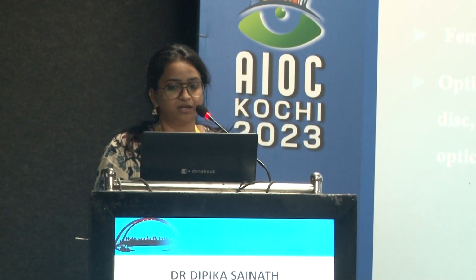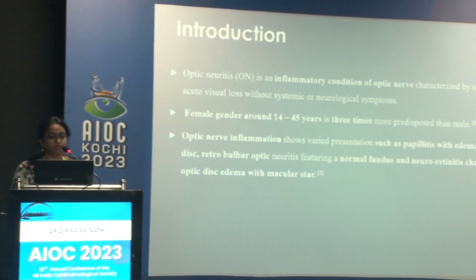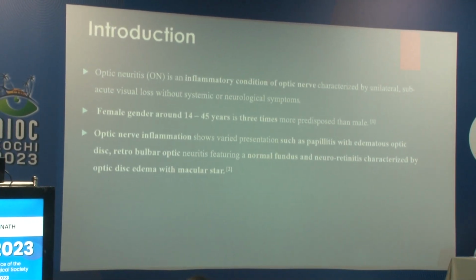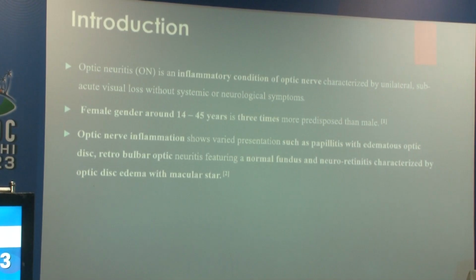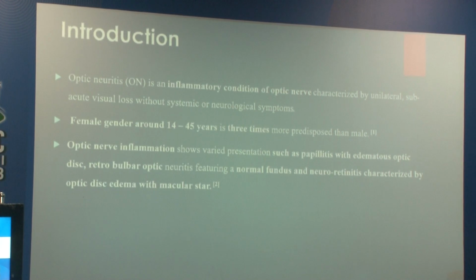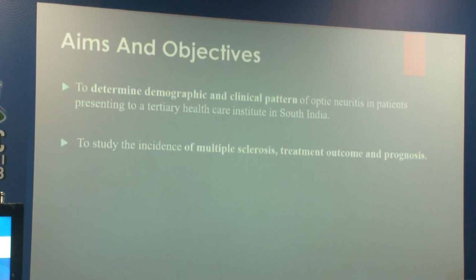I'll be presenting a topic on the clinical spectrum of first episode of optic neuritis in a tertiary care hospital in South India. Introduction. Optic neuritis is an inflammatory condition of the optic nerve, characterized by unilateral subacute vision loss without systemic or neurological symptoms. Females around 14 to 45 years are 3 times more predisposed than males. Optic nerve inflammation shows various presentations such as papillitis with edematous optic disc, retrobulbar optic neuritis featuring a normal fundus, and neuroretinitis, which is characterized by optic disc edema with macular star. So, aims and objectives.